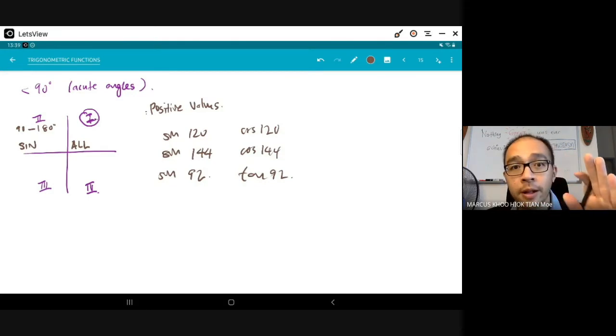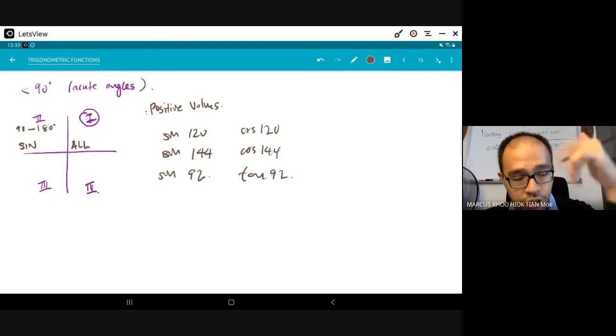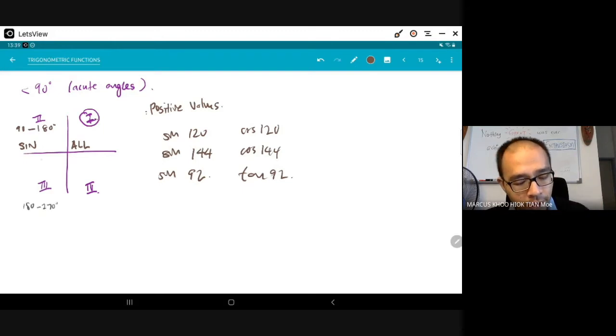This is not a formula. After you do a lot of trigonometry, this thing must be second nature to you. You must know that, okay, this angle is in what quadrant? This quadrant only, only sine is positive, and so on and so forth. In the third quadrant, which is between 180 to 270, only the value of tangent is positive. The value of sine and the value of cos is negative in the third quadrant. And finally, in the last quadrant, only the value of cos is positive.